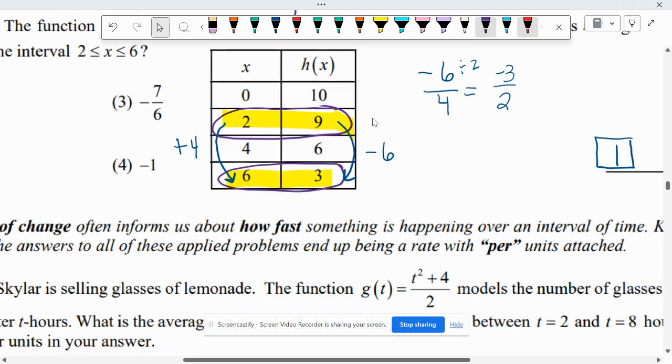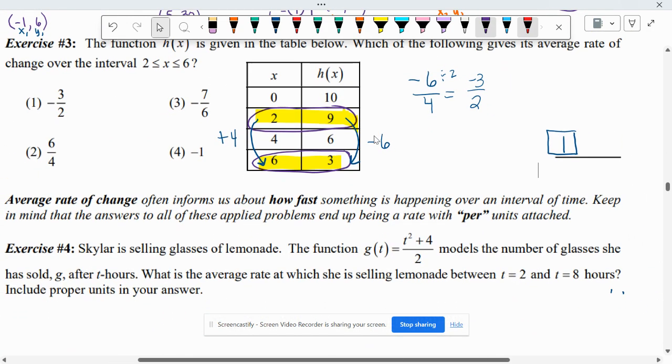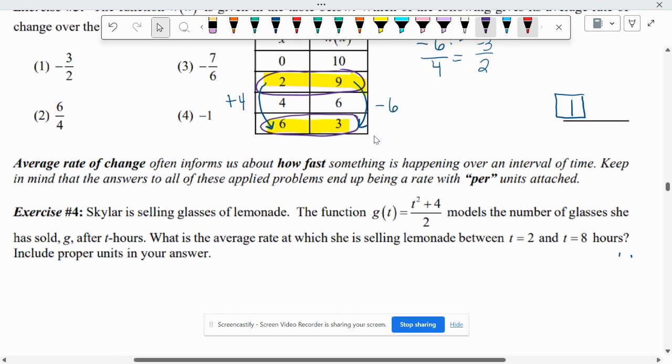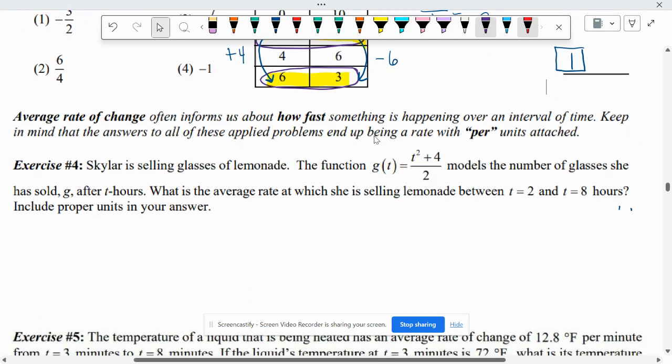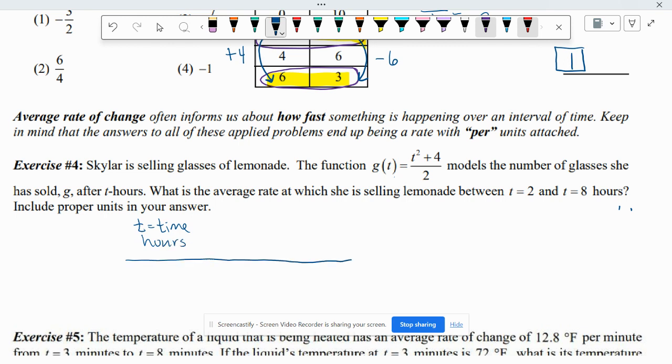Often when we talk about rate of change, it tells us how fast something is happening, and we end up finding the unit rate, which is why we do that per unit at the end. So for this example, I'm going to set up a table. Skylar is selling glasses of lemonade. G of T is the number of glasses over time. So T is my time in hours. I'm just going to make a little table for us. And I'm going to do it this way purposefully because sometimes you guys don't understand that it works the same way, and I just want to remind you that it does. So this is really my x, and this is really my y.